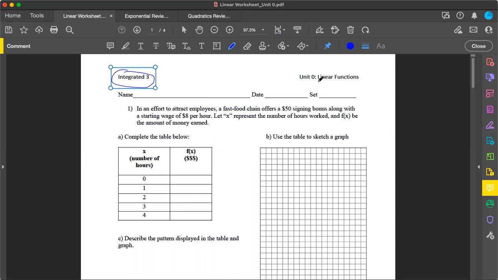Welcome back. We are interviewing linear functions. We're going to interview linear functions and talk all about how they dealt with the pandemic. A quick recap on linear functions.